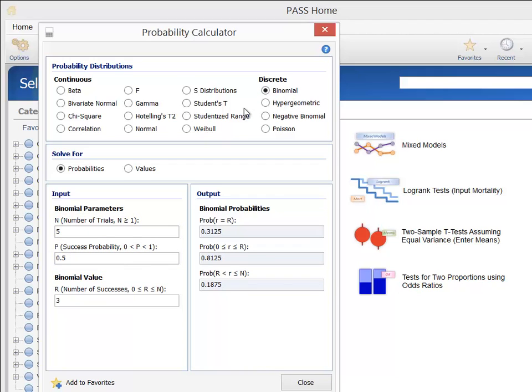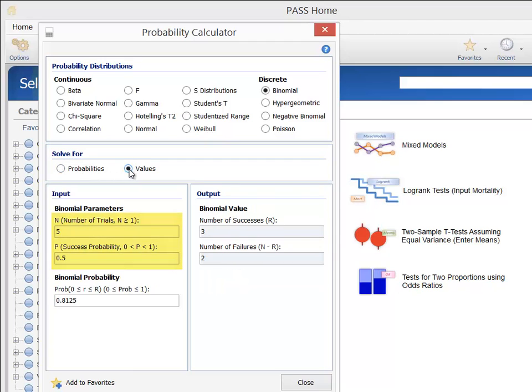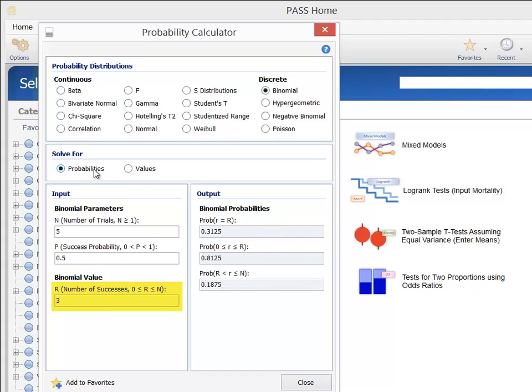The probability calculator allows you to solve for probabilities and values for most of the available distributions. When you change the selection between solving for probabilities and solving for values, the distribution parameters stay the same, but the calculation value entry changes.